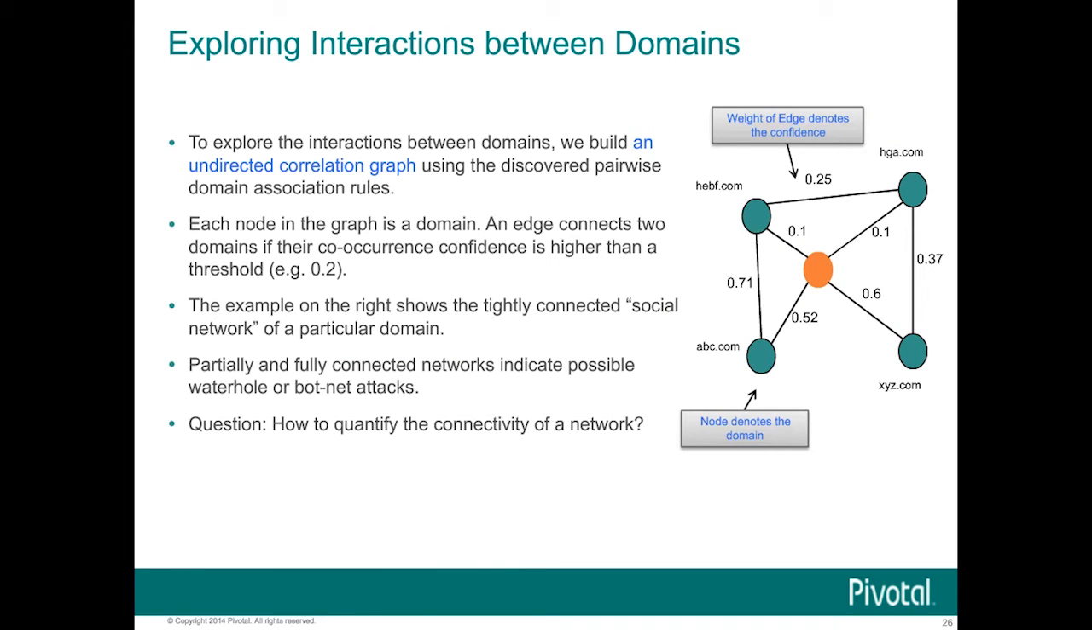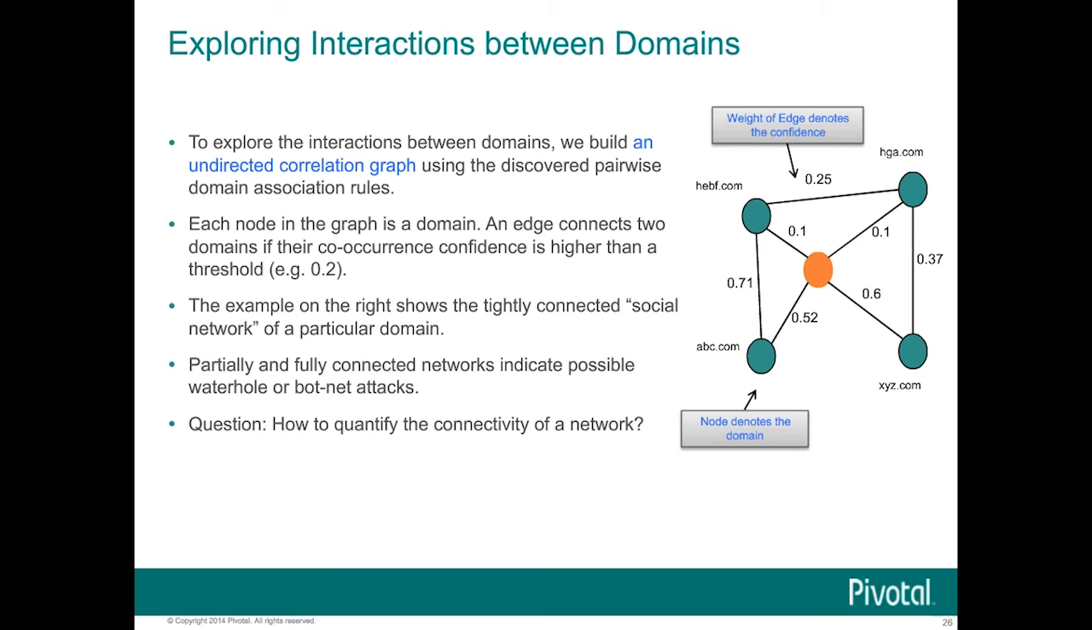The reason for finding the pairwise association is to build a graph. Once we have these results from the association rule mining, we build an undirected correlation graph. The figure on the right shows an example of a graph where each node denotes a domain and each edge denotes the confidence between those domains. We can choose a specified confidence, say 0.2 or 0.5, and then build this graph.